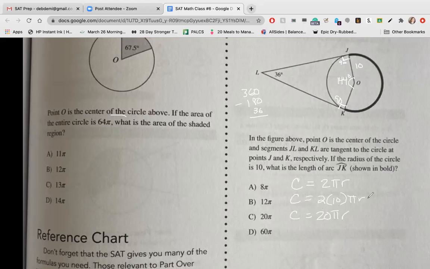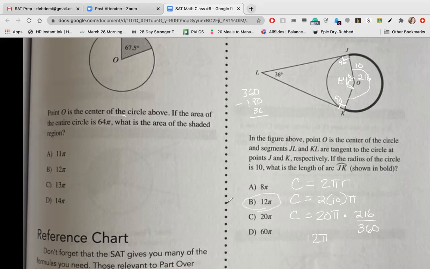Take that r away because we have the r is 10. Okay, so the circumference is 20 pi. And then we're going to take it times the fractional part, which is over here, it's going to be 216 degrees. So if this is 144, this is going to be 216. So you're going to do the same thing. You're going to do 216 over the total of 360 degrees, and you're going to end up with 12 pi again. When you put it in your calculator, you're going to get 12 pi.